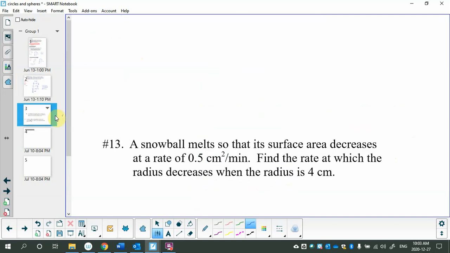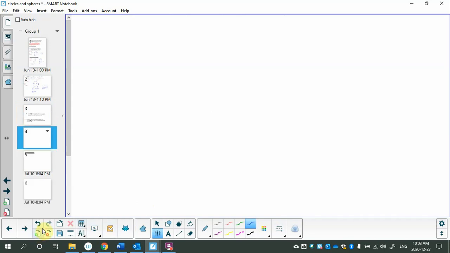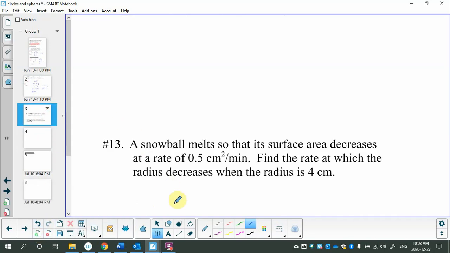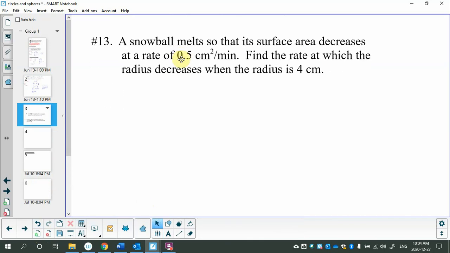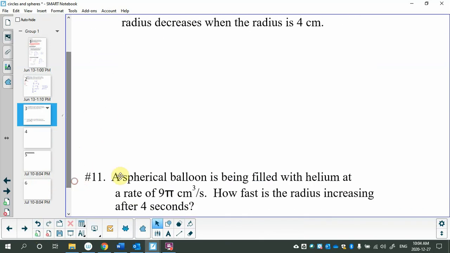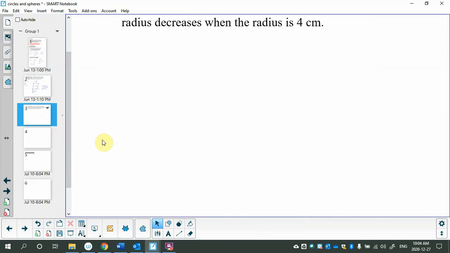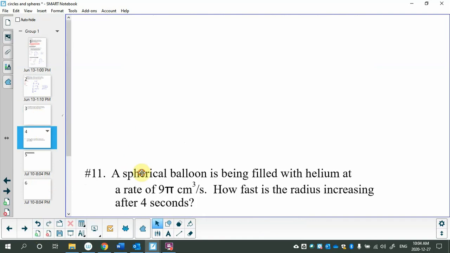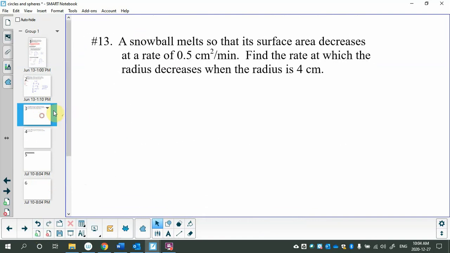All right, next one. And again, I am going to make a new sheet. And I kind of remember that when I had them listed, although it's not numerically correct, I'm doing 13 before 11. Okay, a snowball melts. Okay, so this is a little bit different. A snowball melts so that its surface area decreases at a rate of 0.5 centimeters squared per minute.